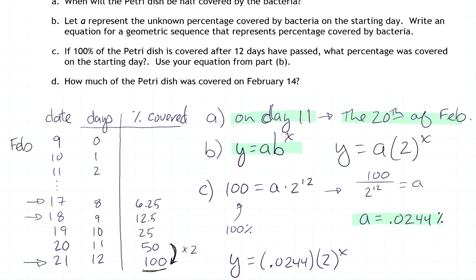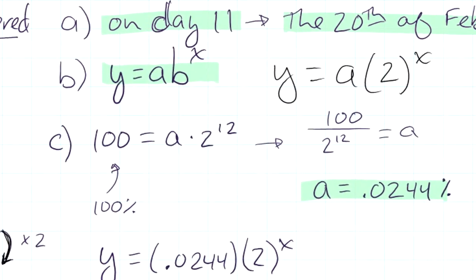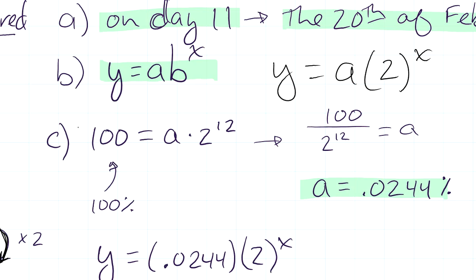So to figure that out, I guess what I'm going to have to do is keep going backwards in time until I get back to the 0th day. But I can also do this. I can solve this equation. In fact, I've got it here on part C. So if we've got 100% coverage on day 12, when x is 12, and again, our multiplier was 2, we're doubling it. If I solve this for A, that tells me the percent of the petri dish that was covered at the very beginning. To isolate A, I just divide both sides by 2 to the 12th power.